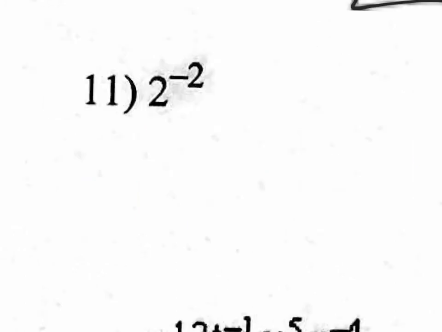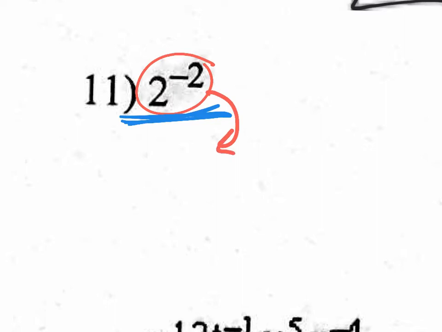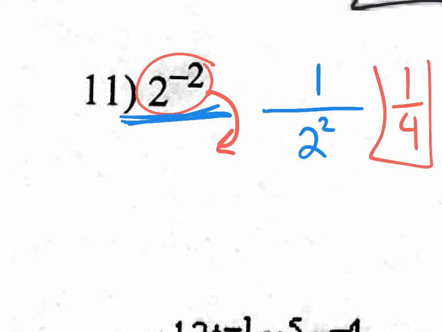Moving on, number 11. Right here on number 11, what rule do we have to apply? The negative exponent rule. So you need to grab this term and move it to the other side of the fraction to make it positive. So let's make a fraction bar, and let's draw this to the other side. Now, if you did move it down there, there's going to be nothing left up on top, and you'll get 2 to the positive 2 on the bottom now. So your final answer is 1/4.